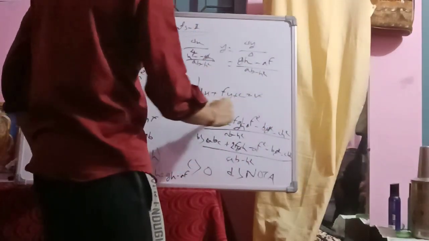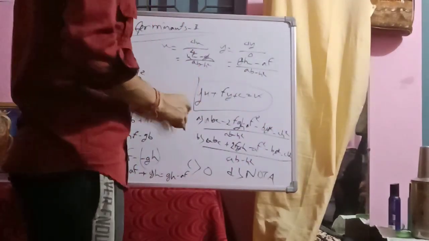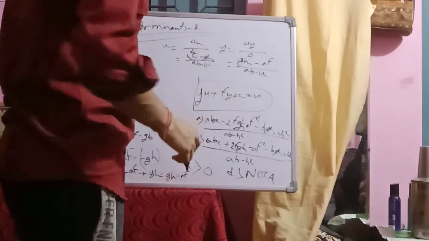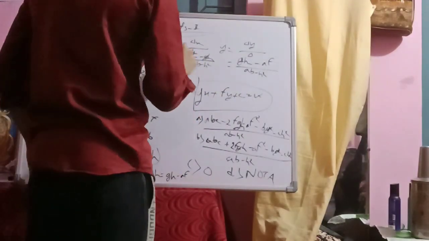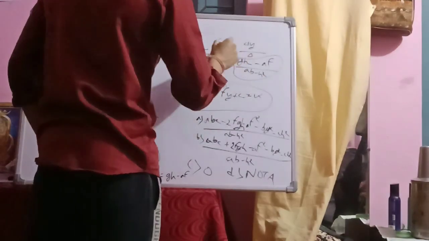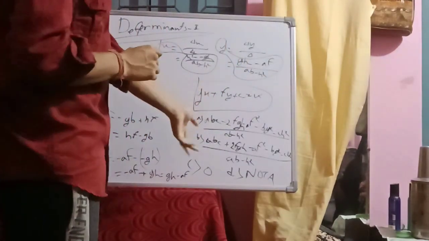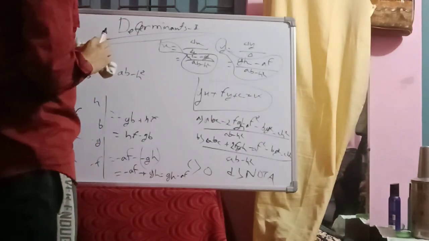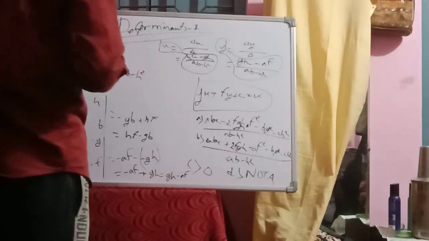Now we can use the help of the third equation. It says k is gx plus fy plus c, and we know what x is and what y is. X is this, and y is this. So we can substitute values of x and y for that. So let's do that.